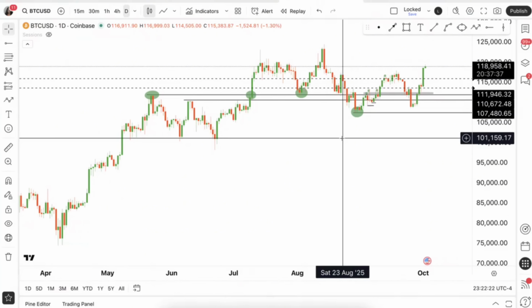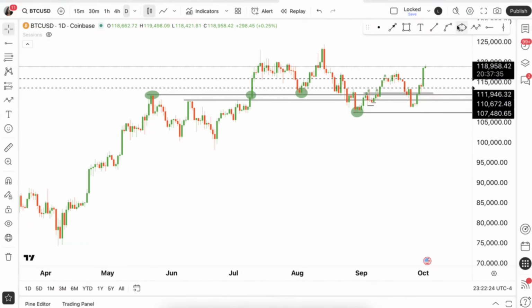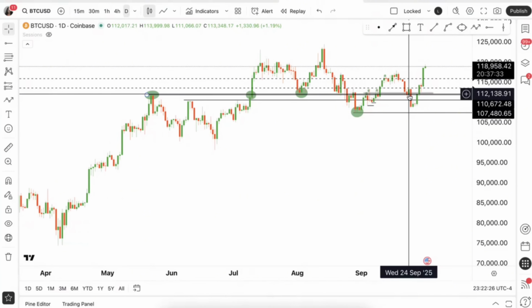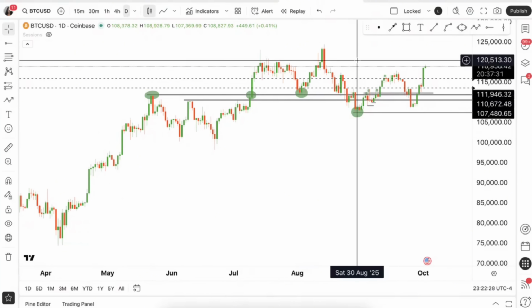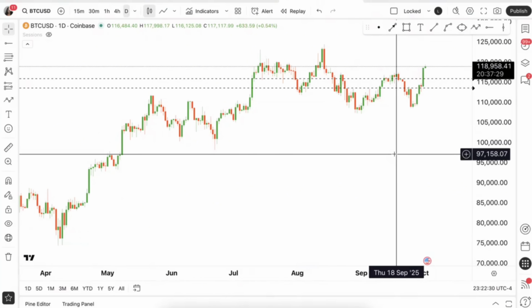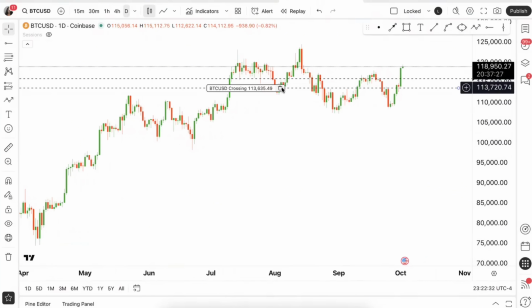Well, I'm going to give you a little backstory. I was in sales previously. Price was selling under this level. So I'm going to go ahead and take all this away. I'm going to take these alerts away so you can see.